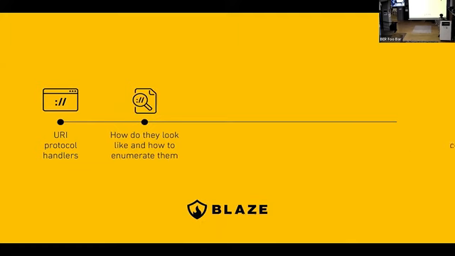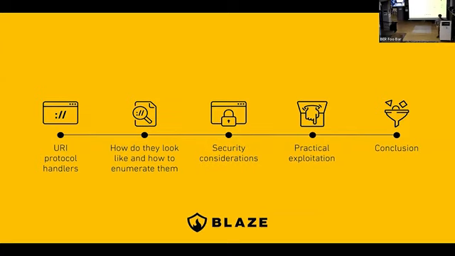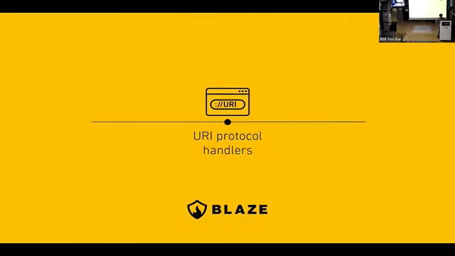And here's a quick agenda. We'll start with a brief introduction about the URL handlers, how they look, and how to enumerate them. Obviously, we'll speak about some security considerations related to these protocol handlers. Then we'll show practical exploitation, like a POC, and finally conclude it all.